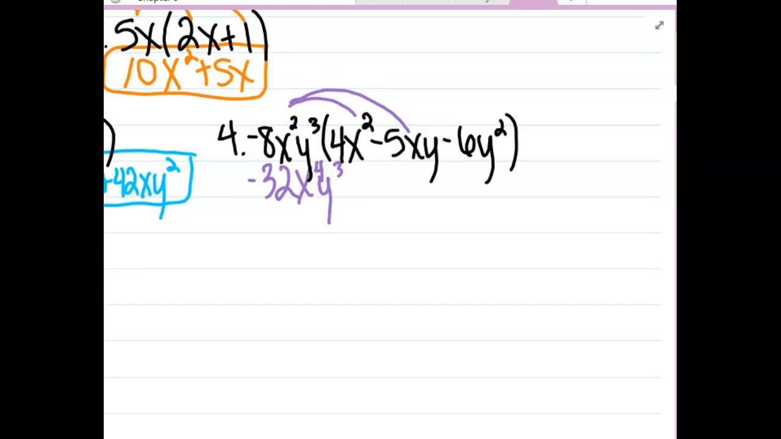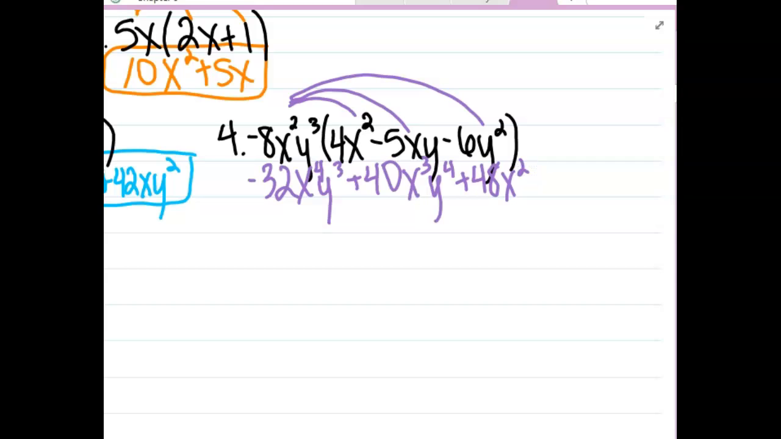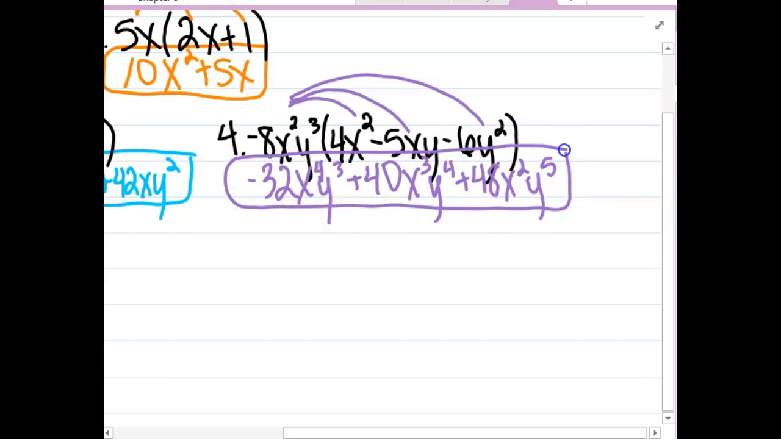Okay, distribute to the middle term. Do the numbers. Negative 8 times negative 5 is a plus 40. X squared times x would be an x cubed. Now y cubed times y would be a y to the 4th. And then lastly, do the numbers. Negative 8 times negative 6 gives me a positive 48. X squared, no other x's to include in that one. And then I have my y cubed and y squared, which gives me a y to the 5th.